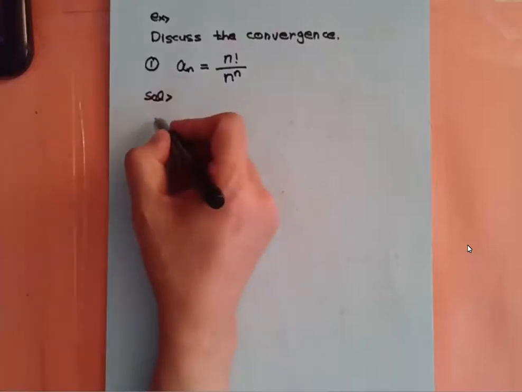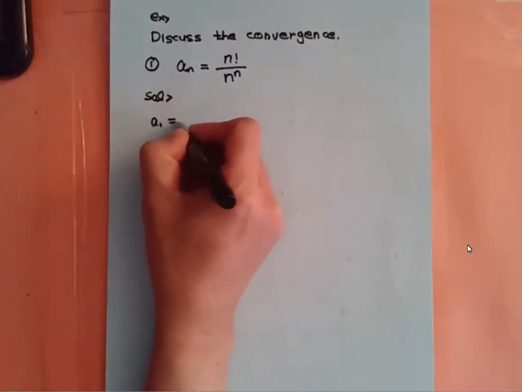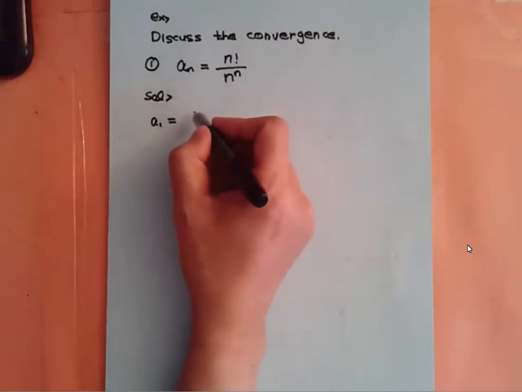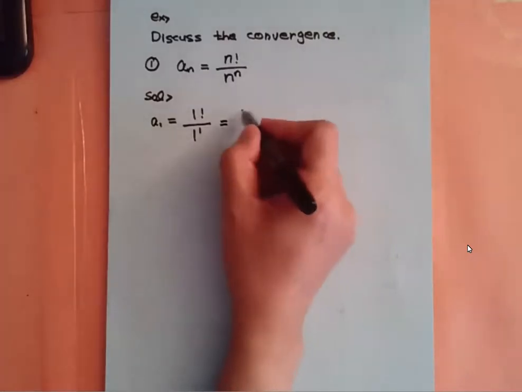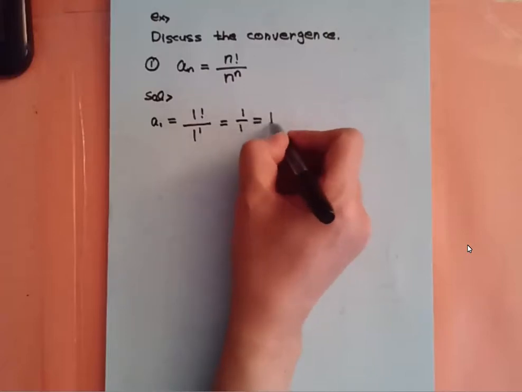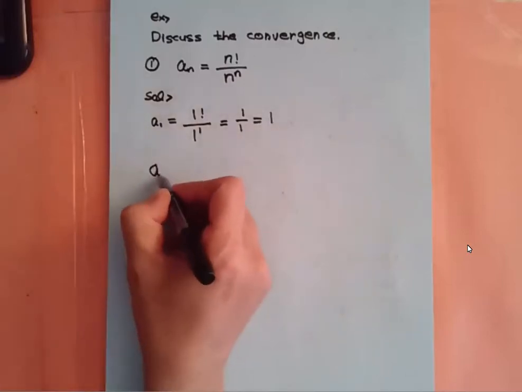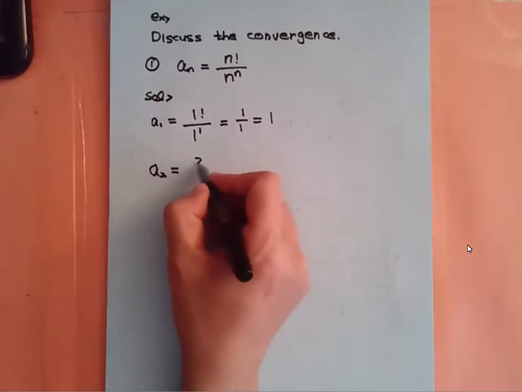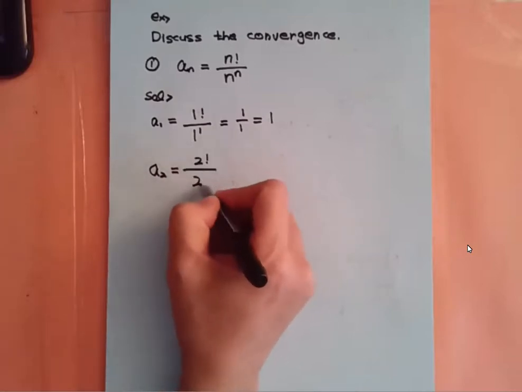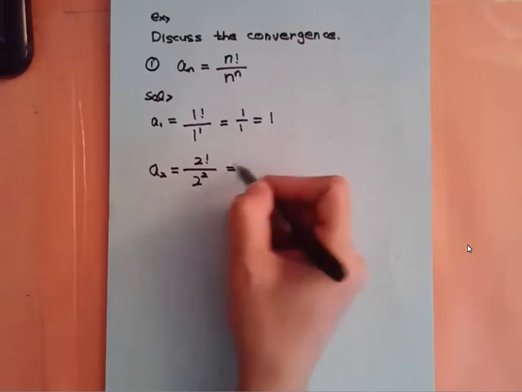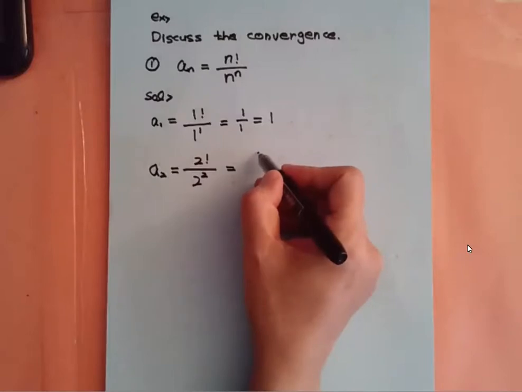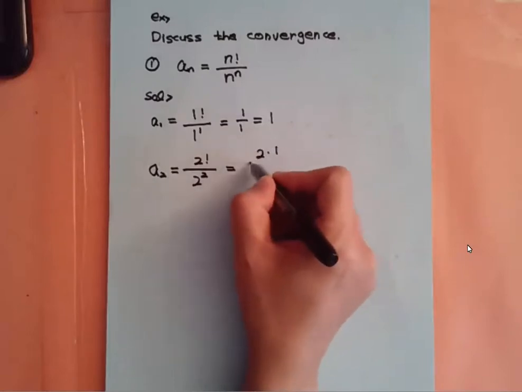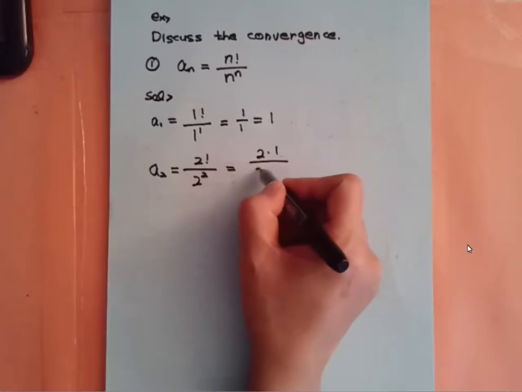So we will list the first few terms and see what's going on. So a1 is 1 factorial over 1 to the 1 power. So that is 1 over 1, which is 1. The second one is 2 factorial over 2 squared. If we write further details, then 2 factorial is 2 times 1, and 2 squared is 2 times 2.